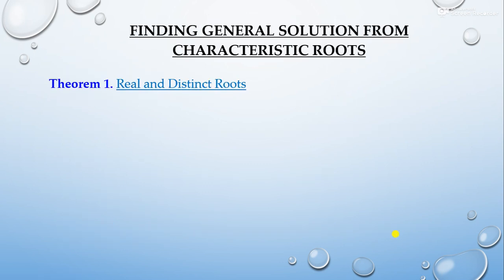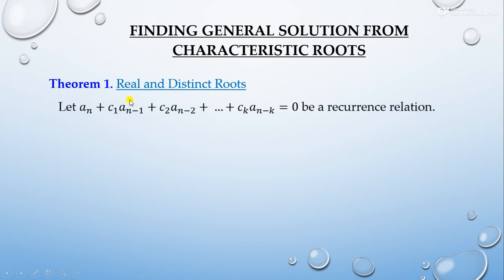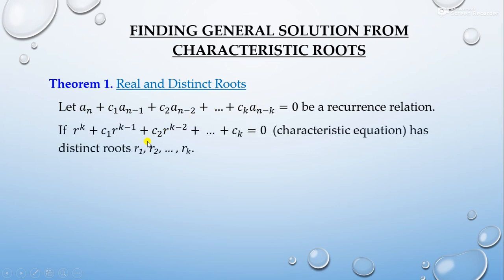First, suppose our roots are real and distinct. So here we have this recurrence relation, and this is our characteristic equation. After putting an is equal to r raised to the power n, and dividing by r raised to the power n minus k, we get this characteristic equation, and these are the roots. So here we discuss the case where our roots are all real and distinct. All are distinct, so our solution is this.